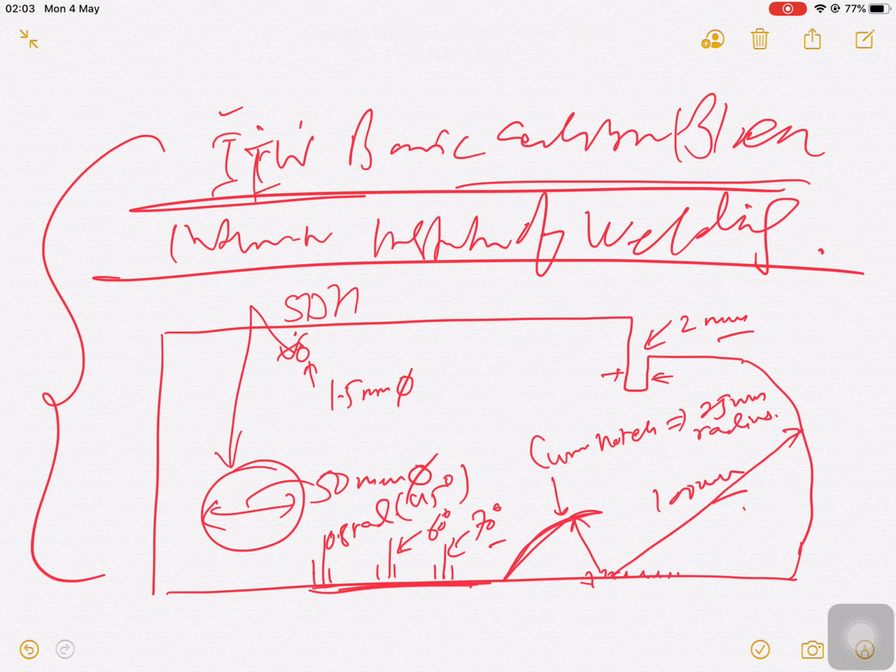So I hope, guys, you get a rough idea about the ultrasonic testing calibration blocks, how they look visually, and what the meaning of those notches is. So I took that topic.